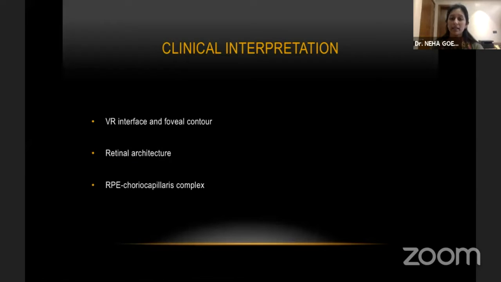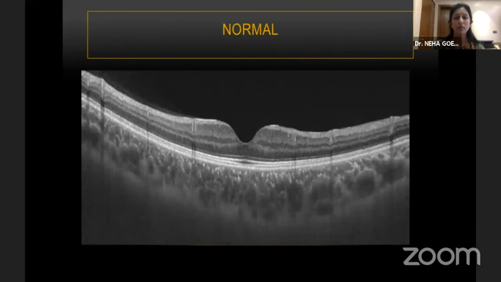So when we clinically interpret an OCT, these are the layers that we look at: the vitreoretinal interface and the foveal contour, the retinal architecture, and the RPE-choriocapillaris complex. And now with EDI and swept source, two more important structures have been added, namely the vitreous and the choroid and the choroidoscleral junction. So let's first understand what normal looks like.